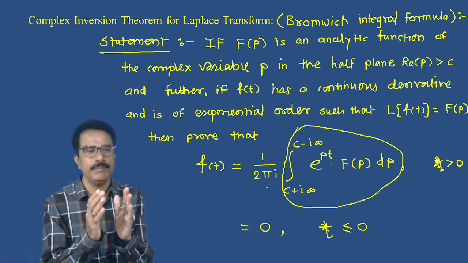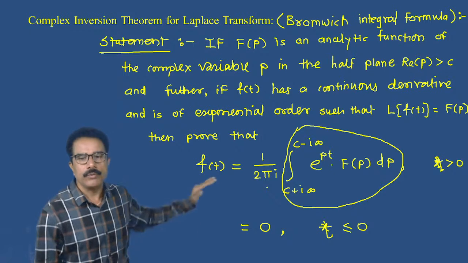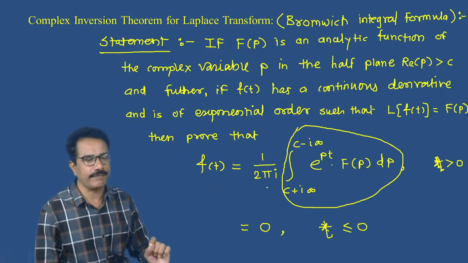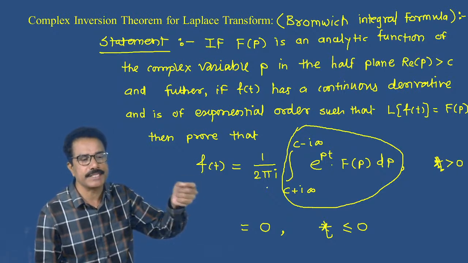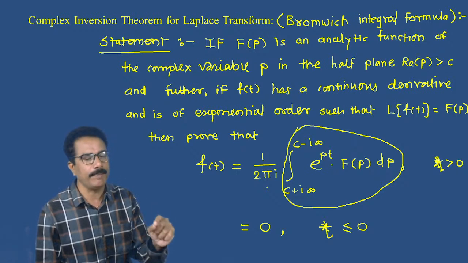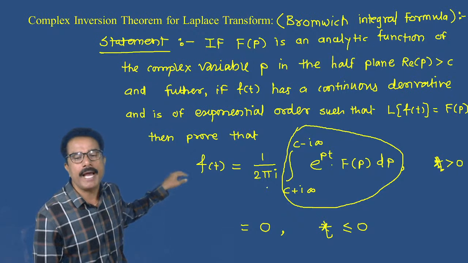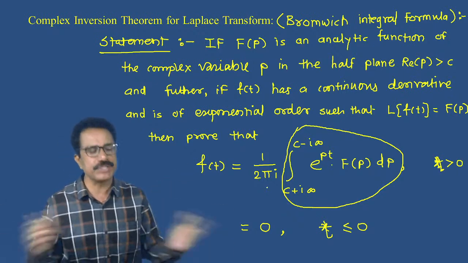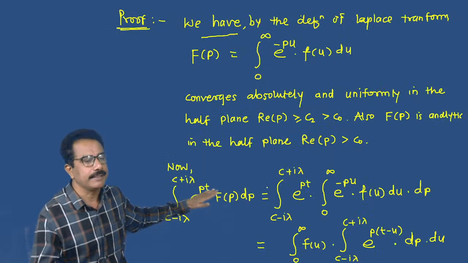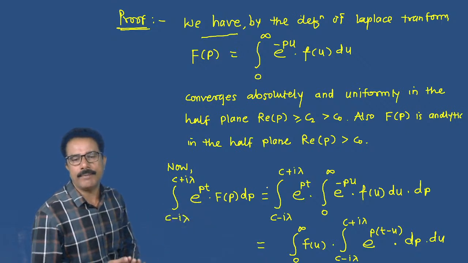This is our aim. This is our method of proof. What we have to show? We have to show that the value of this integral from c plus i infinity to c minus i infinity e raised to pt into capital F of p dp is 2 pi i into f of t, which completes the proof. Okay, so here we have considered the integral part, and we have taken this integral in the form of a lambda.